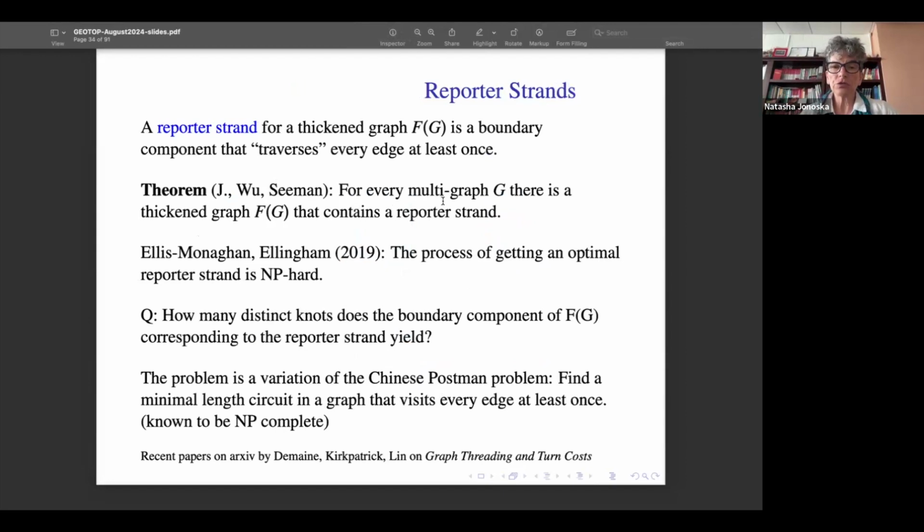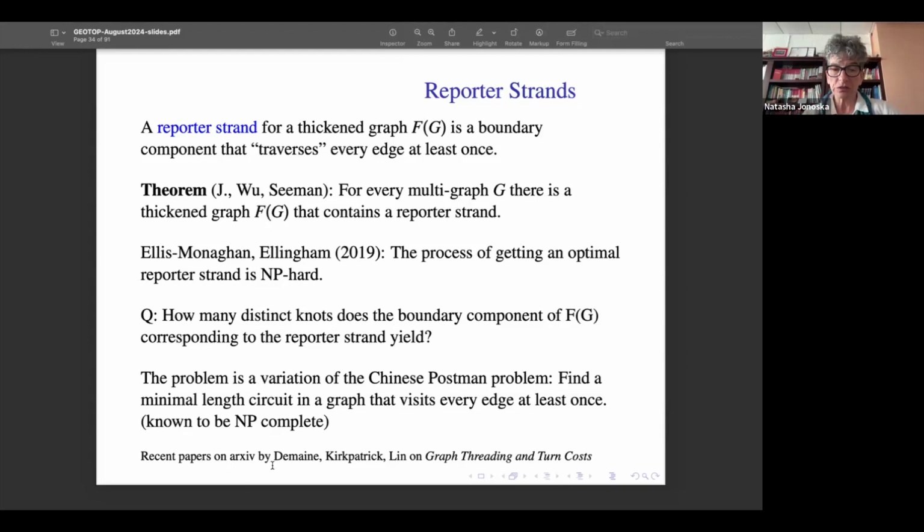So we showed that every multigraph has a reporter strand. We can find a reporter strand. Later on, Joel Moynihan and Mark Ellingham showed that this process of getting the optimal reporter strand is NP hard. And it turned out that the problem is a variation of the Chinese postman problem, which is known to be NP hard. Many constraints can be boiled down to the Chinese postman problem.